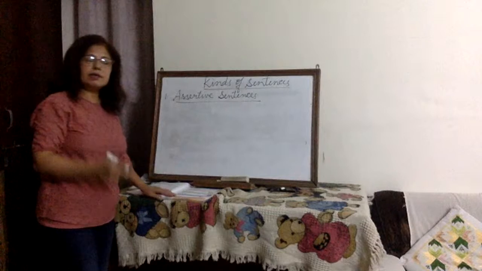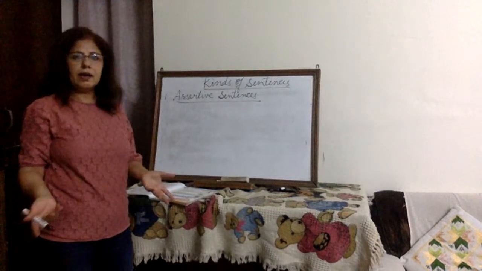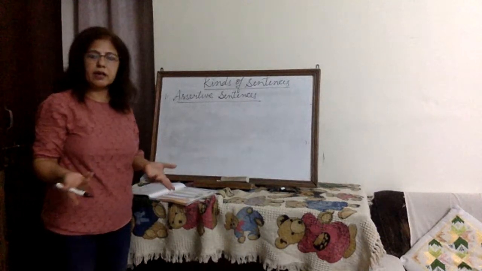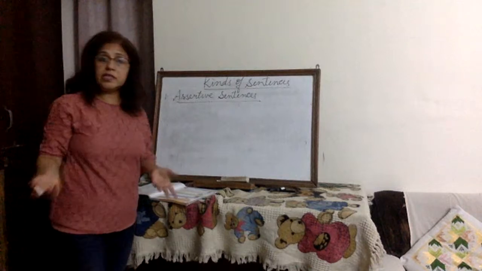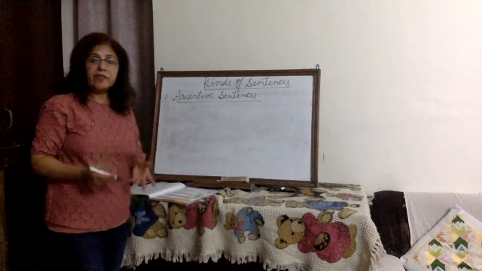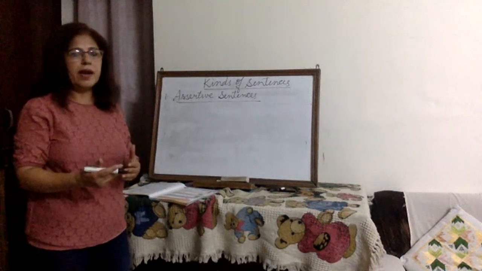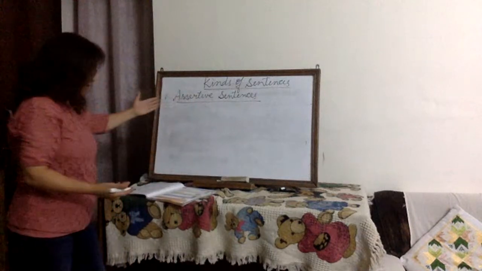For example, the sun rises in the east. It is a fact. Nobody can deny. The sun sets in the west. It is a fact. Nobody can deny. Then, Miss Neha is a good teacher. She is my good friend. So you are telling something. A simple statement that you tell something is called an assertive sentence.